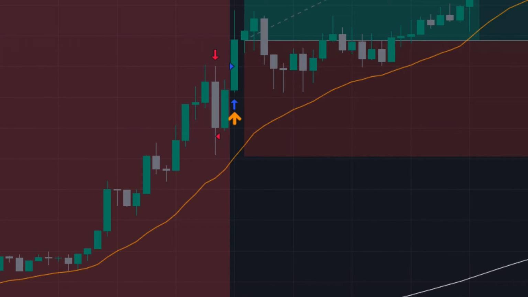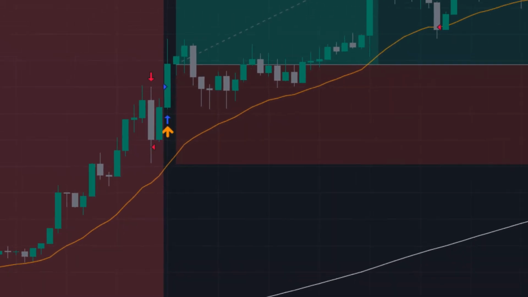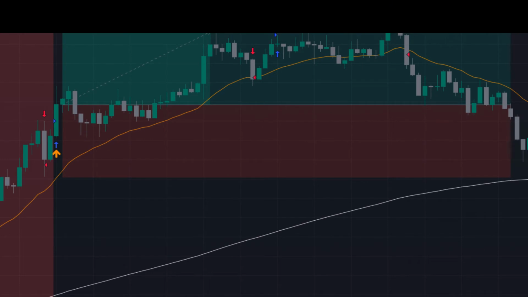We enter here, placing our stop below the previous swing low and targeting 2-to-1. And let's see how this plays out. This one hits TP1, at which point we move our stop to break even. Then it hits our stop, which we will consider a win for our test.